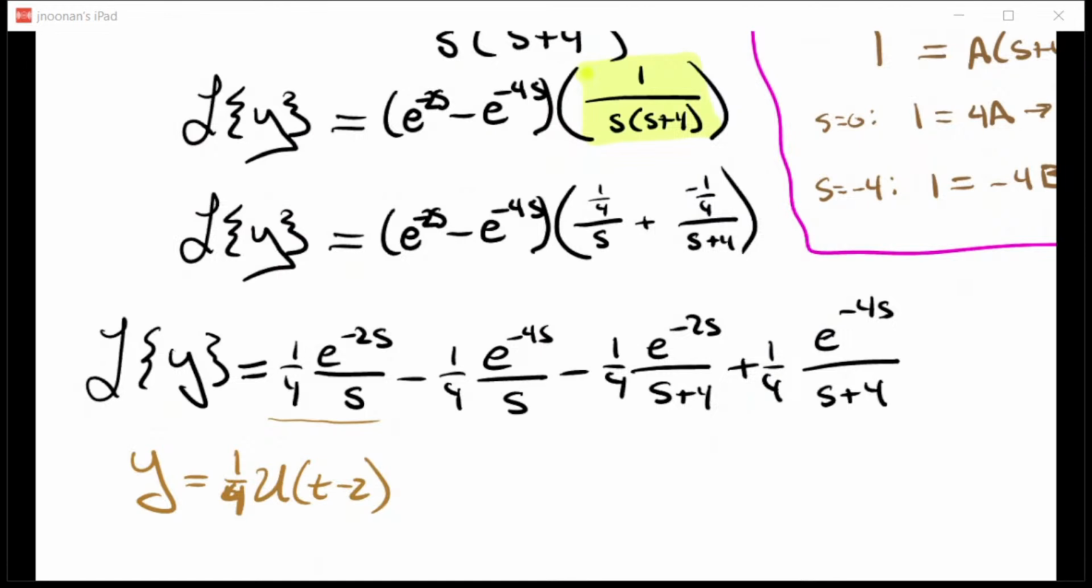Reagan, what about this next one, the 1/4 e to the negative 4s over s? Negative 1/4, that's t minus 4. T minus 4, very nice.